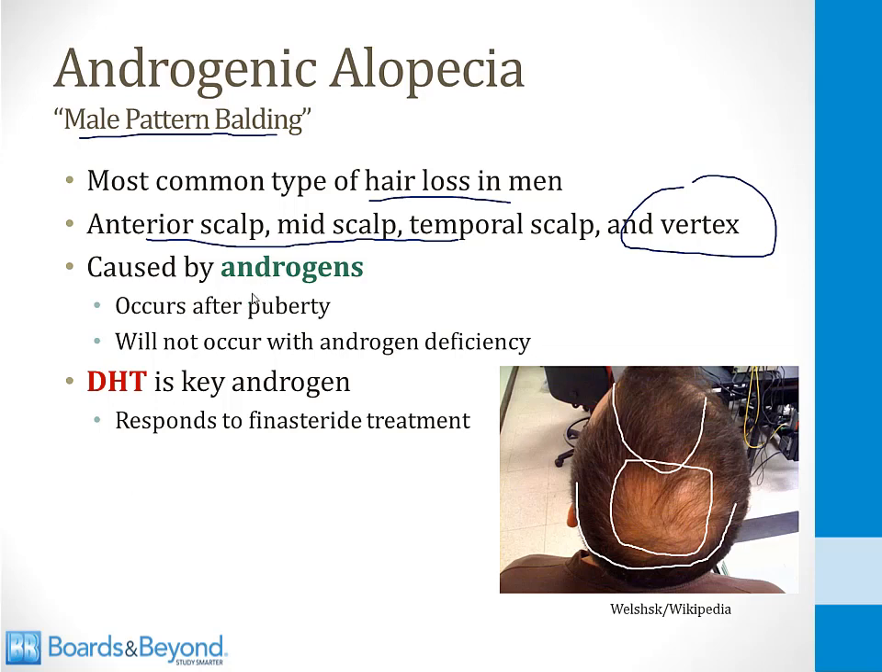This pattern of balding is caused by androgens. It occurs after puberty, and it will not occur in men who have an androgen deficiency. It requires androgens. And DHT is the key androgen, and we know this because this type of balding responds to finasteride treatment. So finasteride lowers the levels of DHT, and it minimizes the hair loss in this condition.